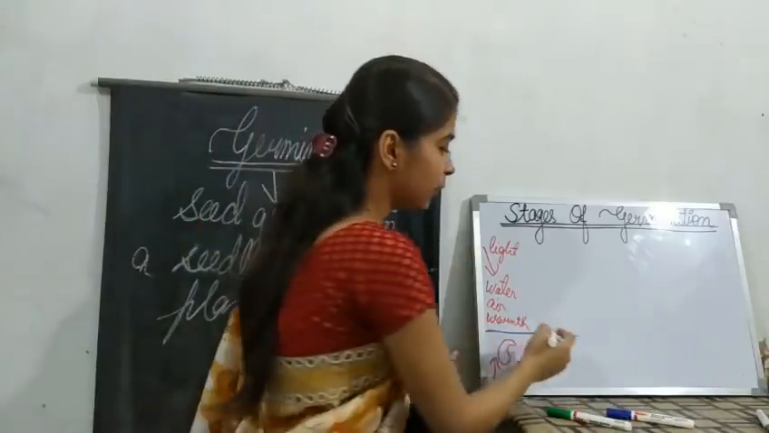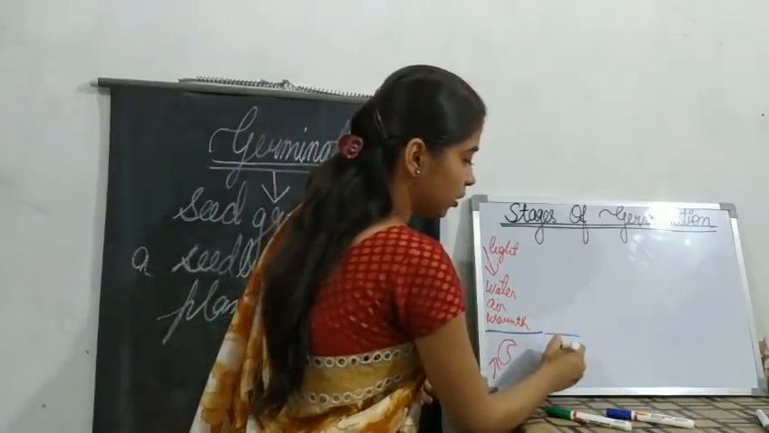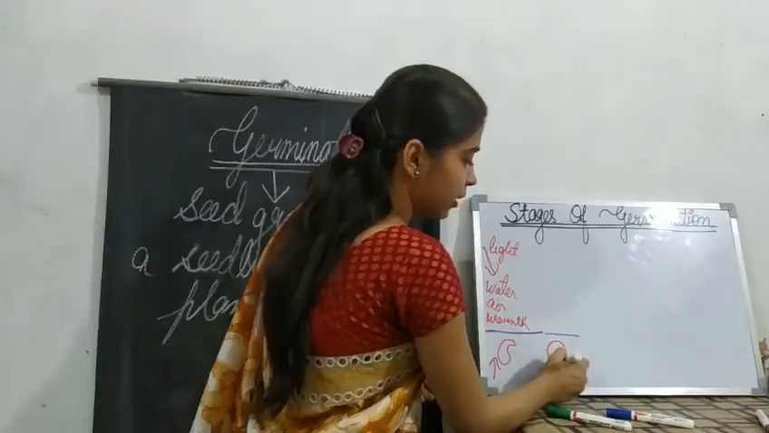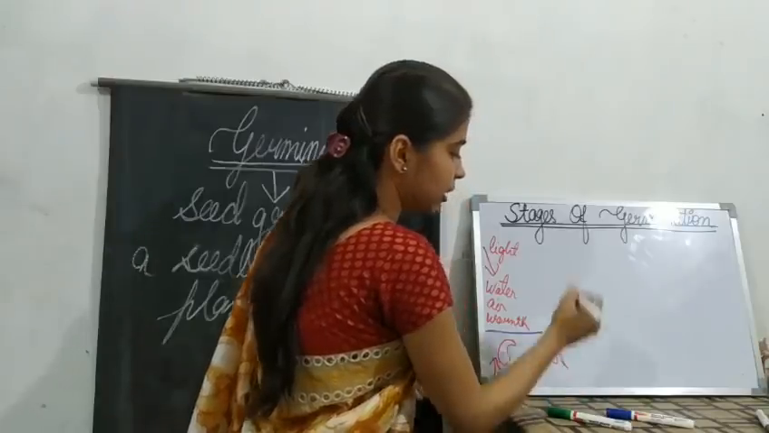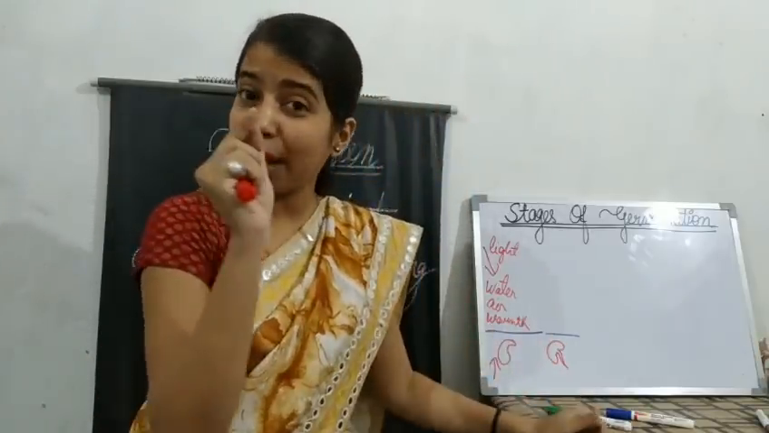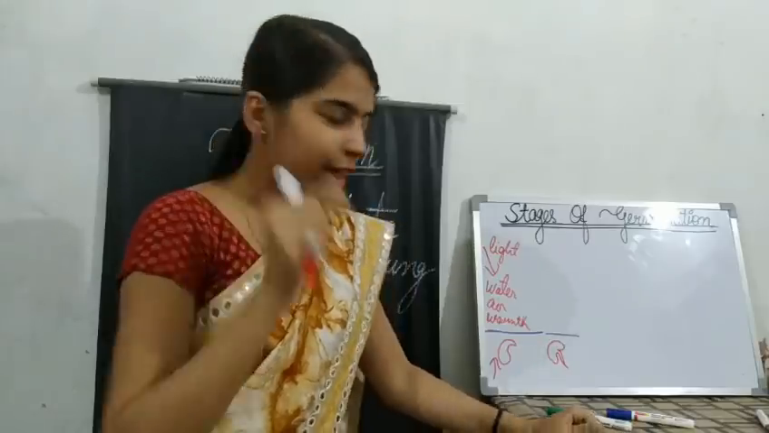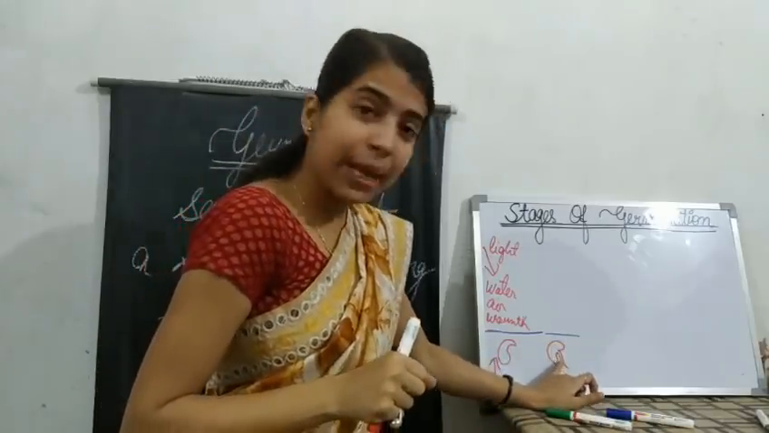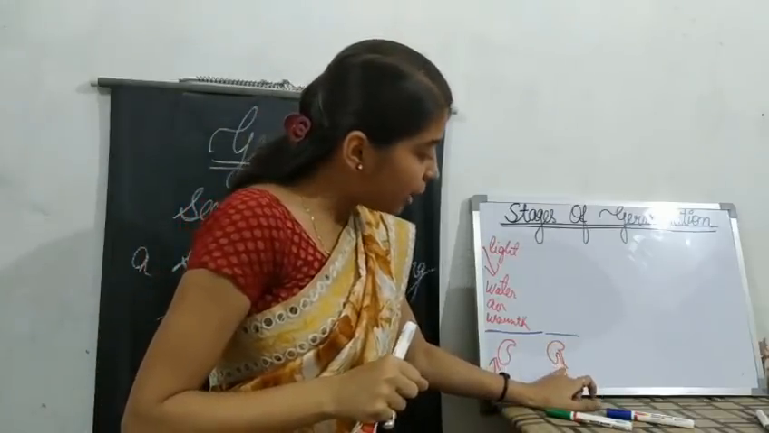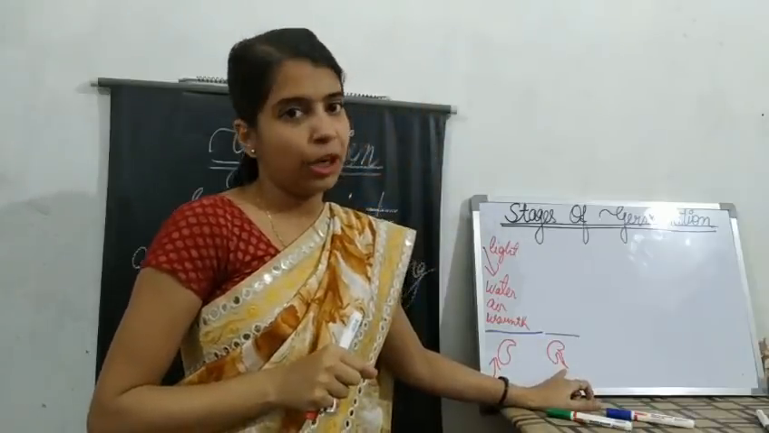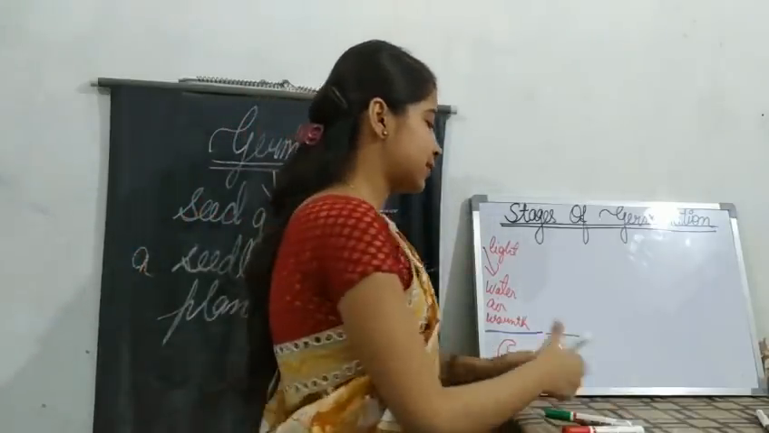Once it increases in size, what will happen? The seedling will start coming out of the seed. That is the small sprouts that you see. In the same way, the seedling or the baby plant will start coming out of the seed. Now, next step.